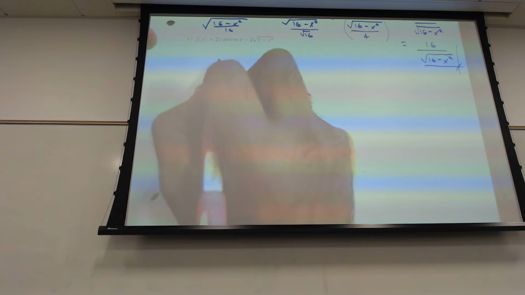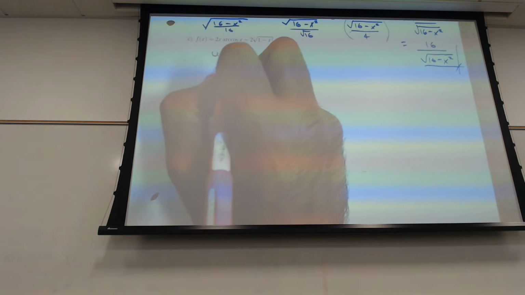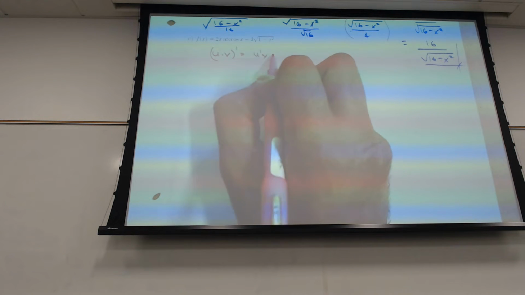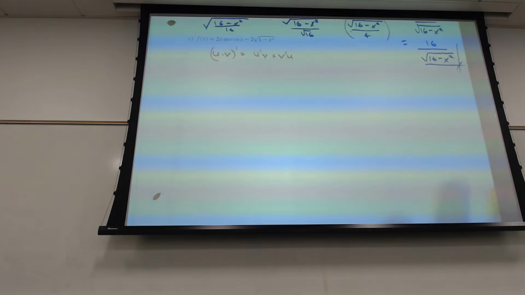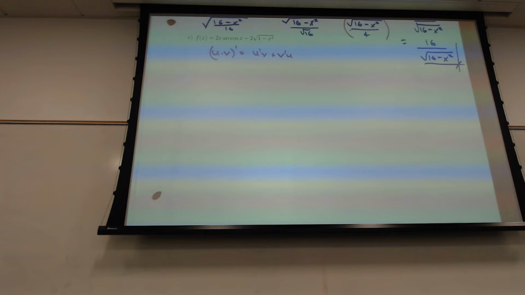When we differentiate u times v, that's going to be u prime v plus v prime u. That is the derivative of the first factor times the second without differentiating it, plus the derivative of the second factor times the first one without differentiating it. Okay? So let's see.